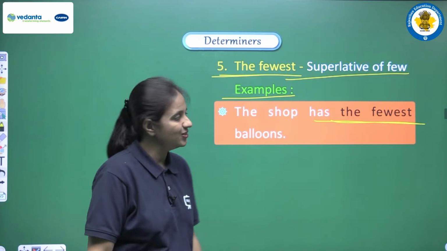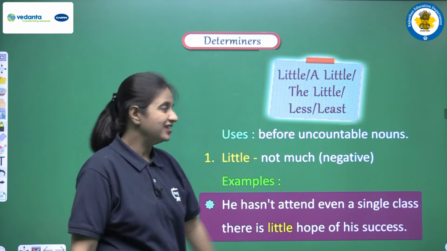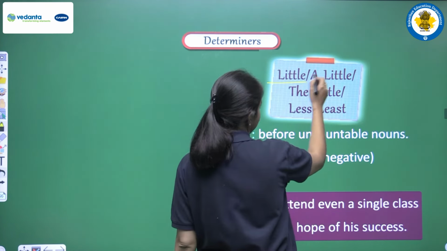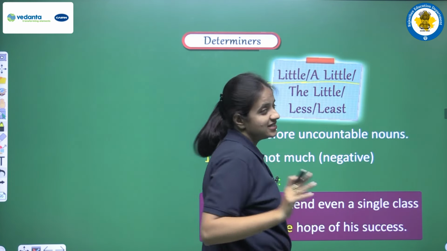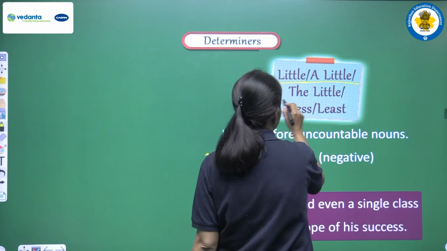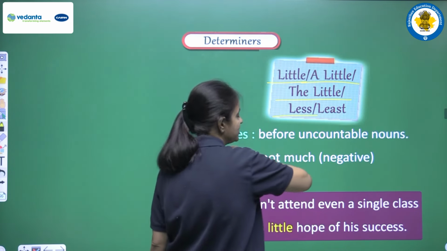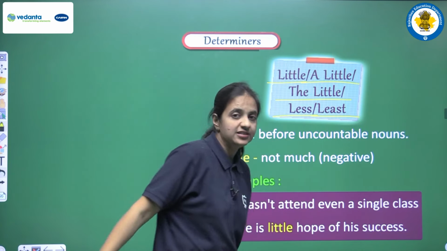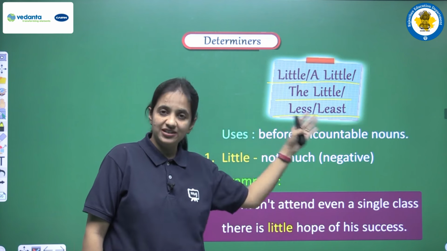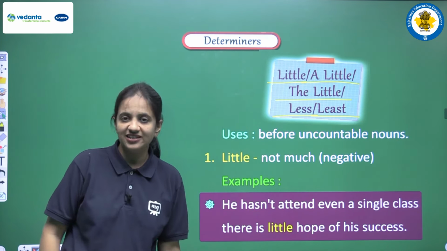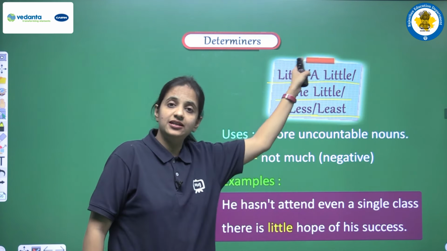Clear? Next, moving on, we are having another group, another category. Let's read. Now we are having little. Similarly, a few, now we are having a little. Just like the few, now we are having the little. Just like fewer, now we are having less. And just like the fewest, now we are having least, okay. So now these are the 5 determiners that we are having in this category, in this group, and all these 5 determiners are known as the little family.